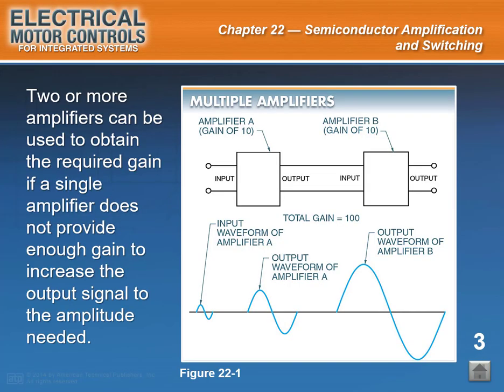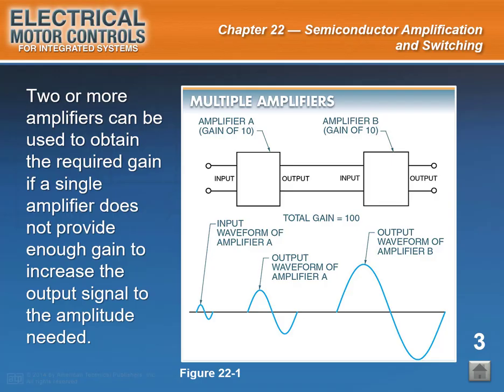Slide Caption. Two or more amplifiers can be used to obtain the required gain if a single amplifier does not provide enough gain to increase the output signal to the amplitude needed. See Figure 22-1. Often, a single amplifier does not provide enough gain to increase the output signal to the amplitude needed. In such a case, two or more amplifiers can be used to obtain the gain required.